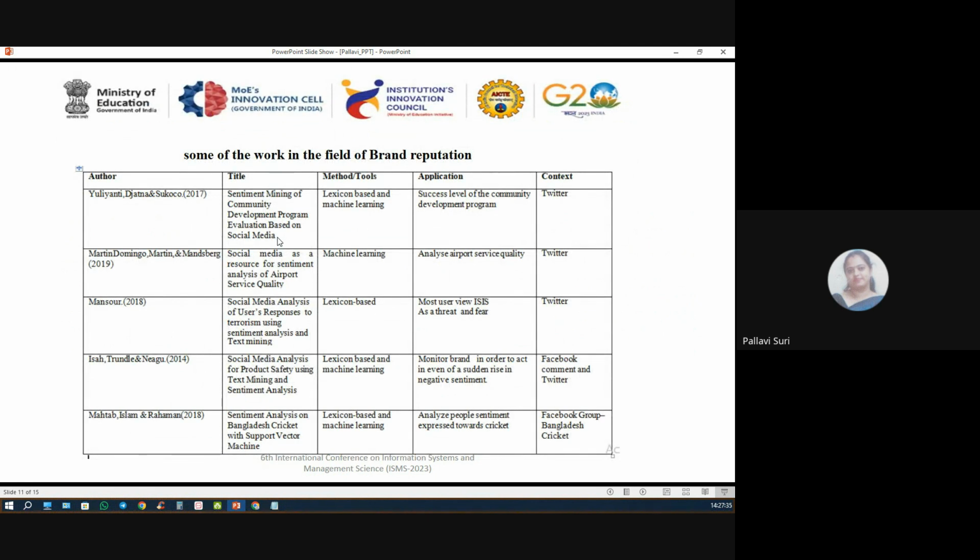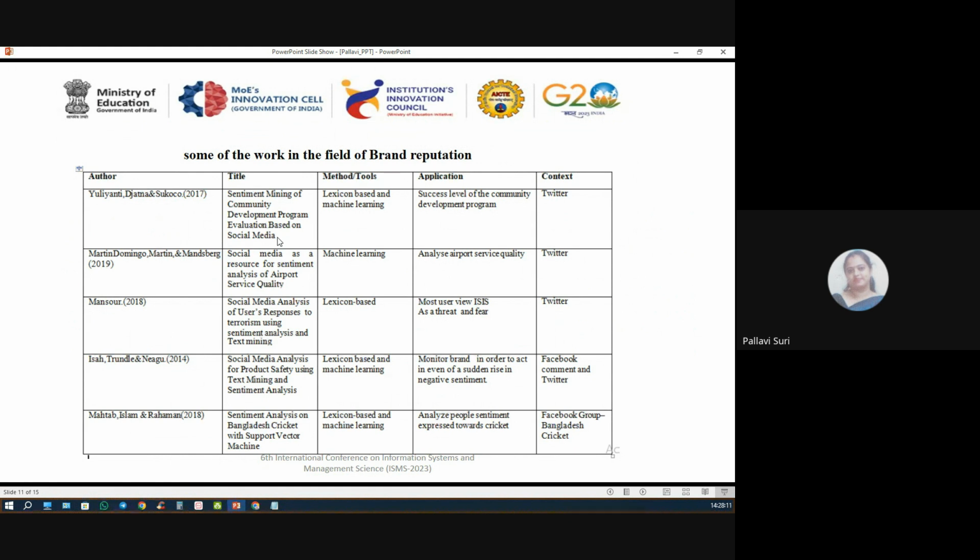This slide shows some of the work in the field of brand reputation. Here we have shown 5 authors' work. One is work on the development program evaluation based on the social media. Next one is analyzing the sentiment for the airport service quality. Next is analyzing the sentiment on terrorism. Next is analyzing the sentiment on the product safety using text mining. And last one is using the Bangladesh cricket with the support vector machine.